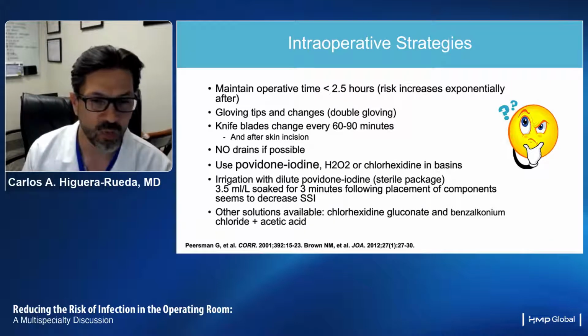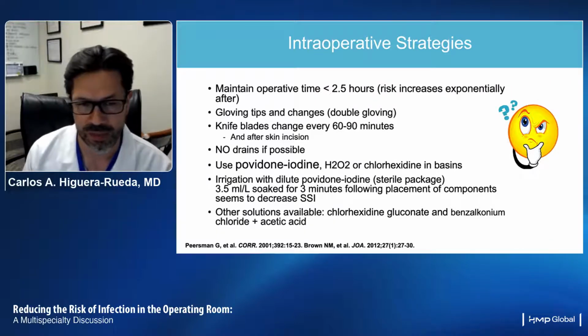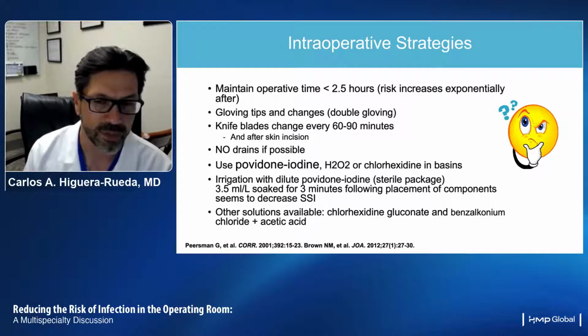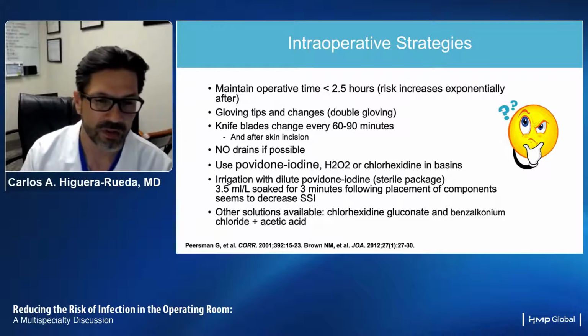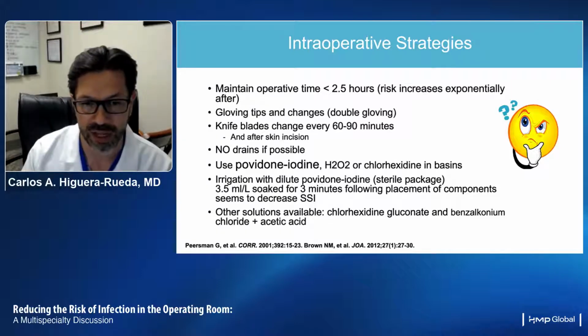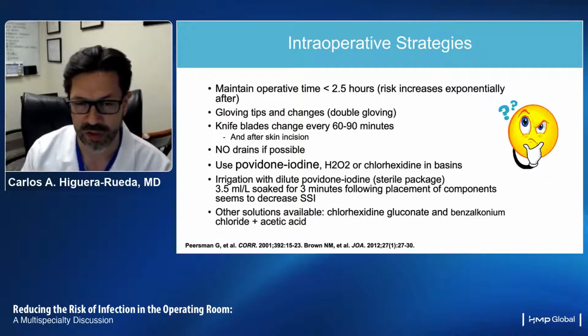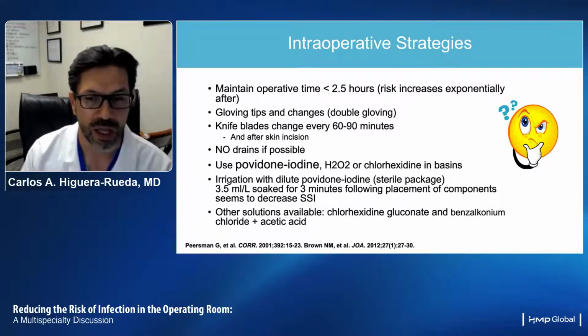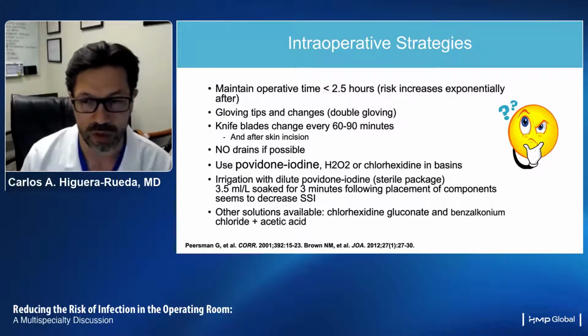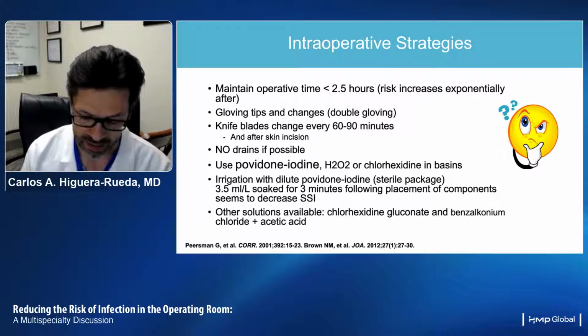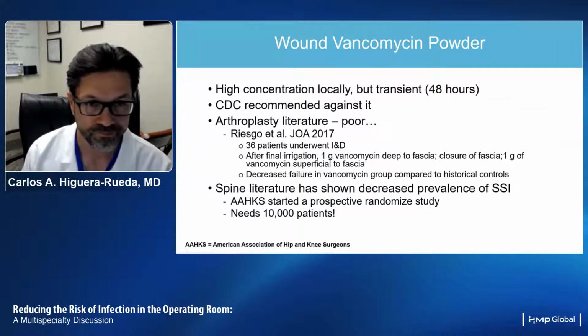We use povidone iodine wash, also sometimes peroxide or chlorhexidine in basins to keep the instruments clean. And then at the end of the procedure, we use diluted povidone iodine, about 3.5 milliliters per liter of soap for 3 minutes. There are 2 level 1 studies that have shown that it reduces the surgical site infection, at least for arthroplasty. There are other types of solutions that you can use also. Acetic acid is pretty cheap. That's something that we use here in our pharmacy, and they can give it to you in a sterile manner.